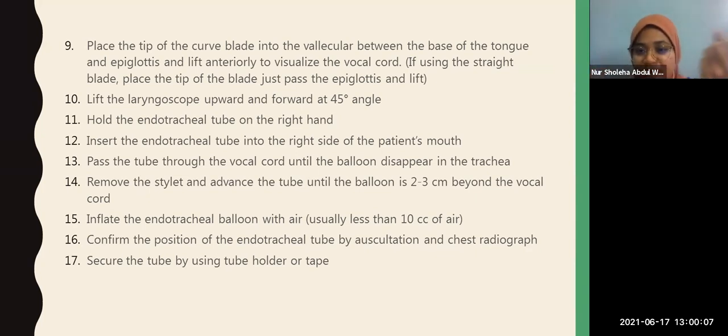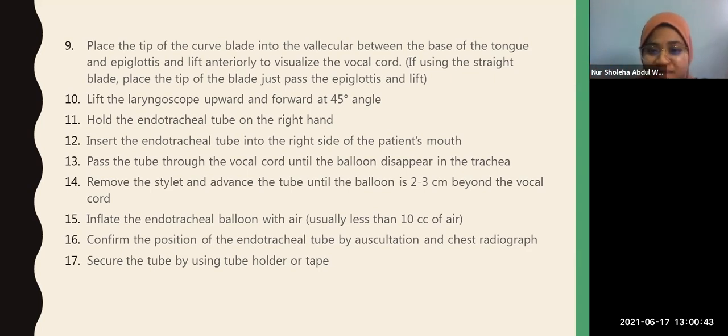Then we hold the ET tube in our right hand. Then we insert the ET tube into the right side of the patient's mouth. We pass the tube through the vocal cord until the balloon disappears in the trachea, if we use the cuffed ET tube. Then we remove the stylet. We advance the tube until the balloon is 2 to 3 centimeters beyond the vocal cord. Then we inflate the endotracheal balloon with air, and we confirm the position of the ET tube by auscultating the lung and also chest radiograph. And then we secure the tube using the tube holder or tape.